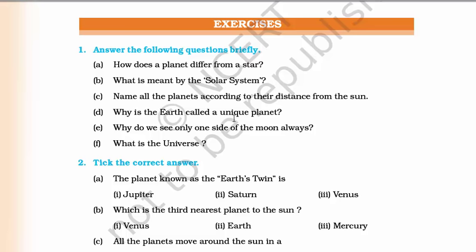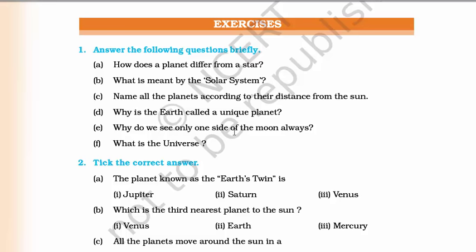Why is the Earth called a unique planet? This is interesting, and I think we are aware of the answer. We just read it a few minutes back. It is because it is the only planet which has the survival factors in it. You know, we can breathe, there's oxygen in it, there's water, air in it, and it's suitable for humans.